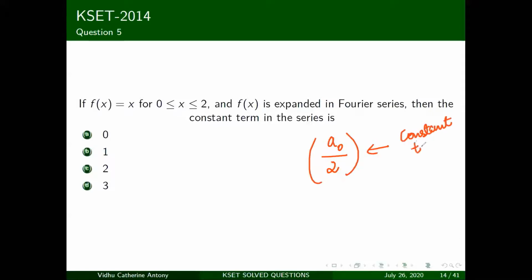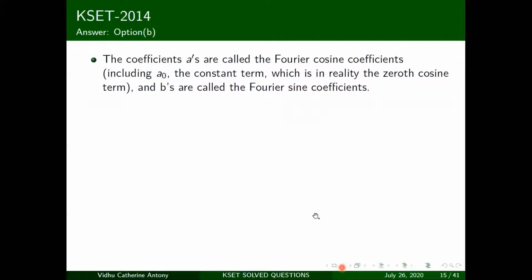Okay, so now let's move on to the description. Basically, when they're saying this, you should automatically go on to say 1, okay, because that's the definition of your constant term. So let's just look at this. The Fourier coefficients A's are called your Fourier cosine coefficients, okay, including A naught, the constant term, which is in reality the 0th cosine term.